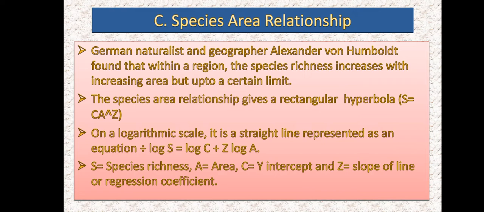The species area relationship gives a rectangular hyperbola that is demonstrated as an equation, that is S equal to C A to the power Z. When this equation is taken on a logarithmic scale in a graph, it is a straight line which is represented by an equation, that means log S equal to log C plus Z log A, where S stands for species richness, A stands for area, C stands for y-intercept, and Z stands for slope of line or regression coefficient.